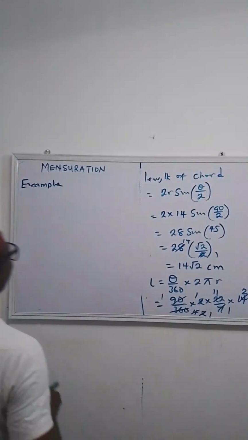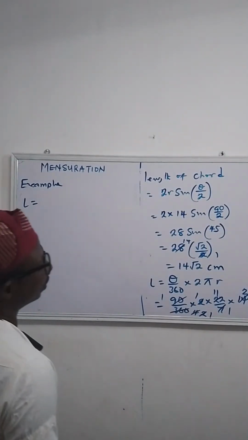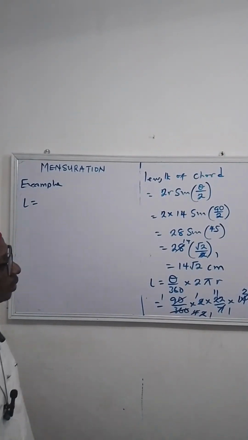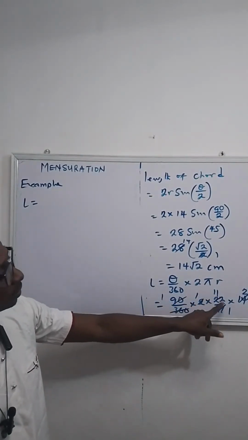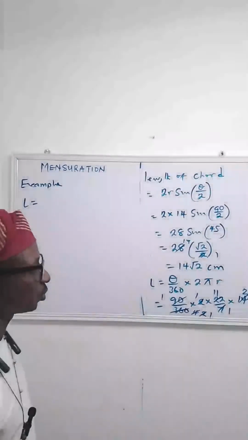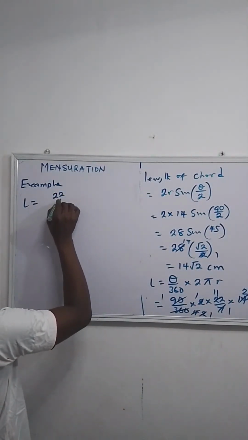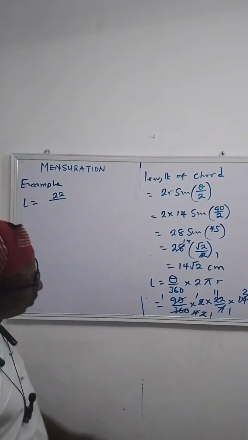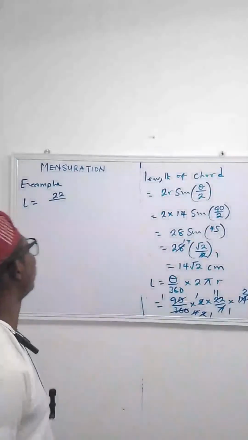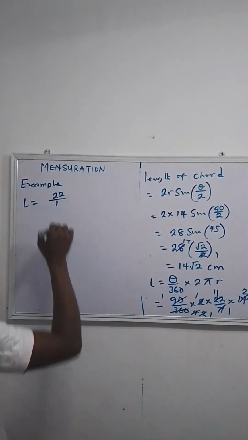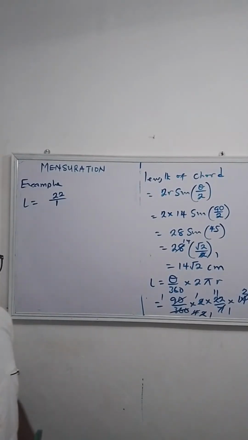So we have the length of the arc to be 1 times 1 times 11 times 2. That gives us 22. Under we have 1 times 1 times 1, so we have 22 over 1, which is 22.